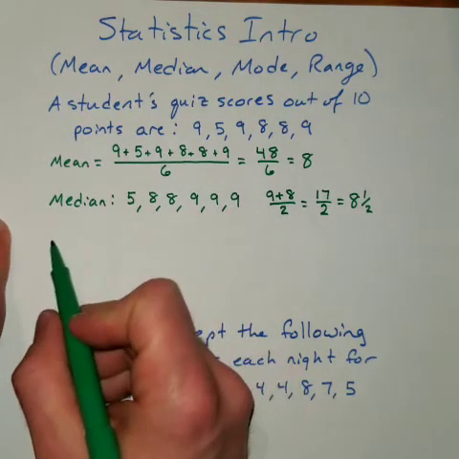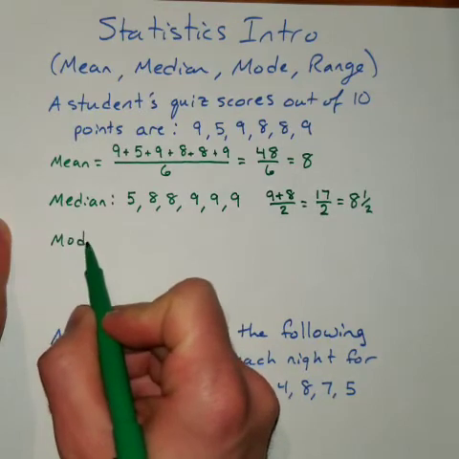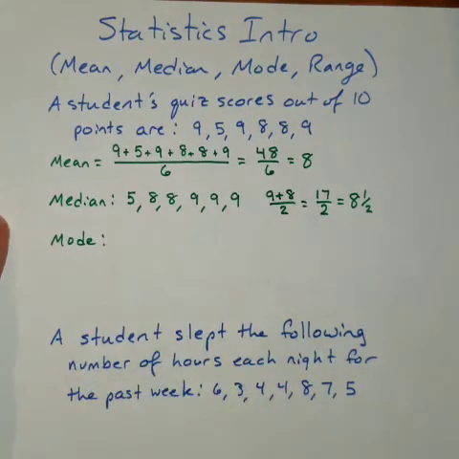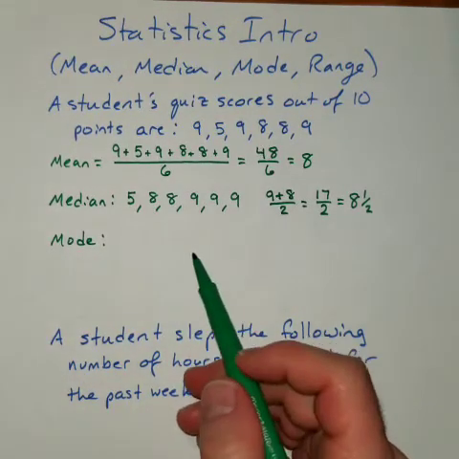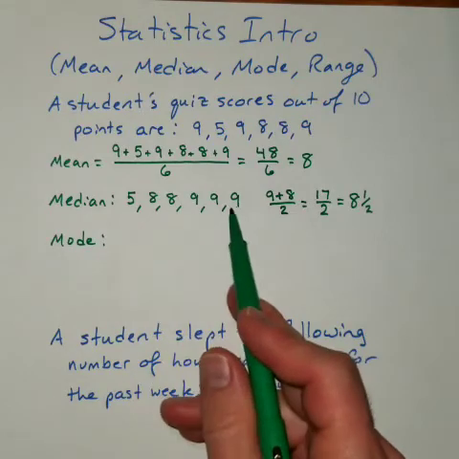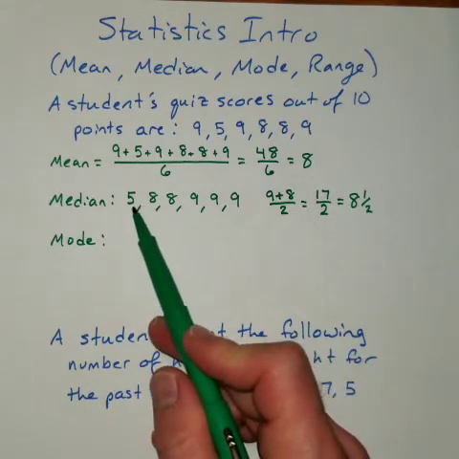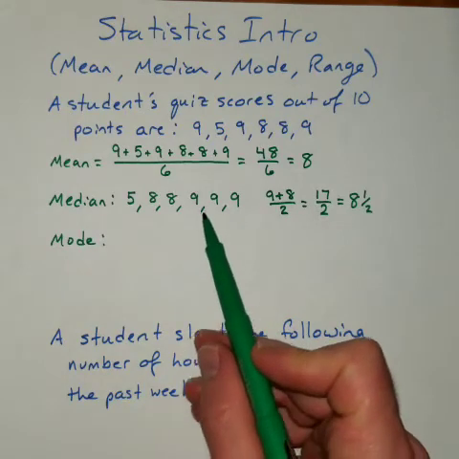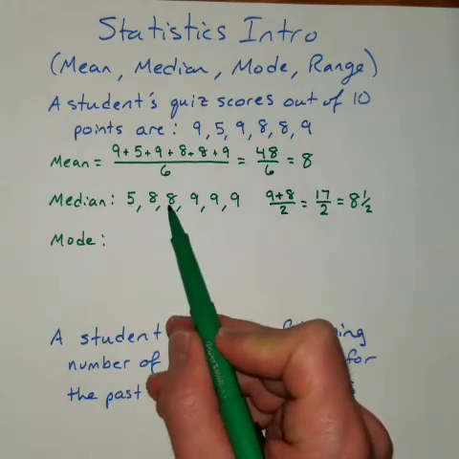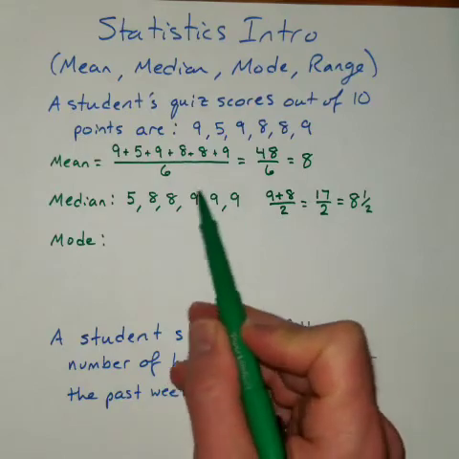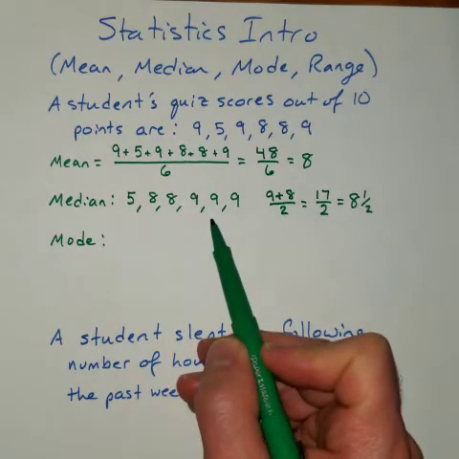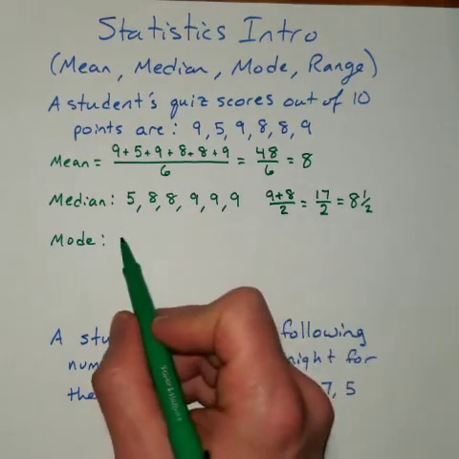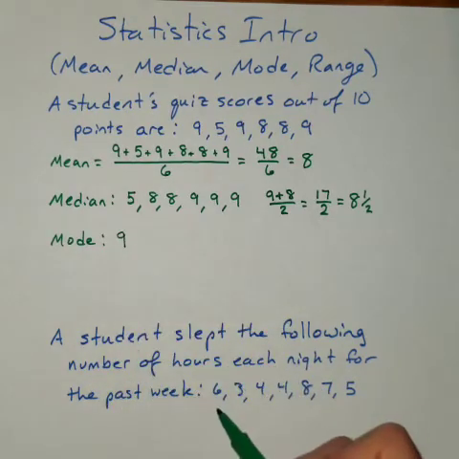The mode, again, is the most commonly occurring data item, and it's really nice when they're arranged in order, because they're all grouped together, and so you can see that there's 1 5, 2 8s, and 3 9s. So the 9s occur the most often, so the mode then is 9.